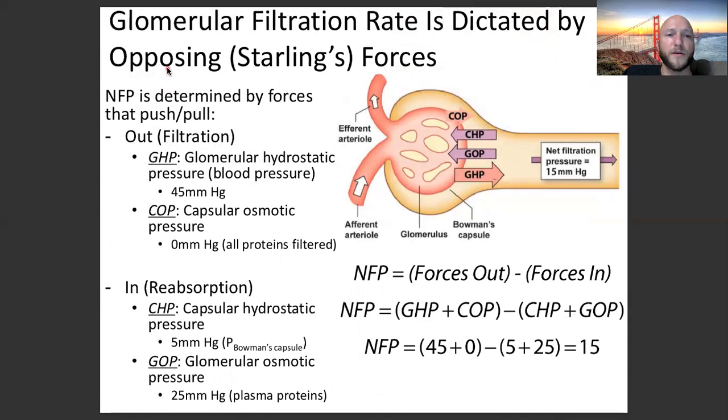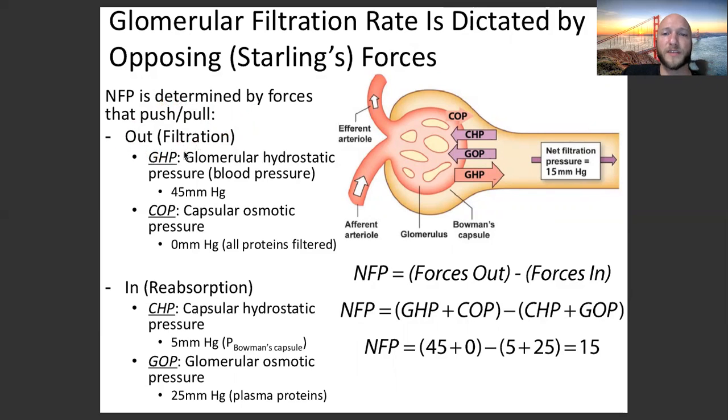So right here, net filtration pressure is determined by forces that push and pull. So glomerular filtration rate is dictated by opposing forces. Net filtration pressure refers to pressure. Glomerular filtration rate refers to the rate at which ultrafiltrate is produced. Yes, they are related. Yes, they are different. NFP is determined by forces that push and pull. So NFP, it's the same forces as Starling forces. It's the same forces as a normal, quote unquote, normal capillary. Just they have different names.